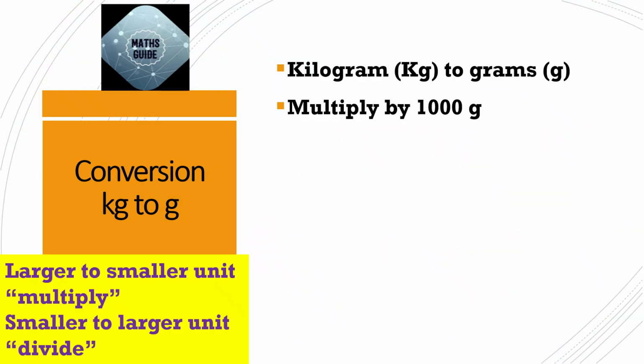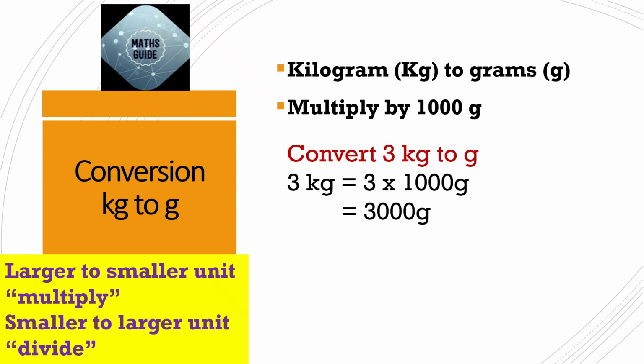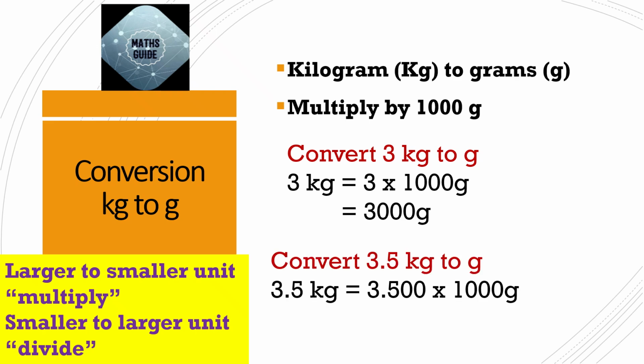Here is an example. Here we will convert the measurement of mass in kilograms into grams. What we have to do? Yes, multiply by 1000. Now the question is, convert 3 kg to grams. So we will multiply 3 by 1000 grams, and the answer is 3000 grams. If we have a decimal number, we will multiply it by 1000. We will move the decimal 3 places towards the right, and our answer will be 3500 grams.